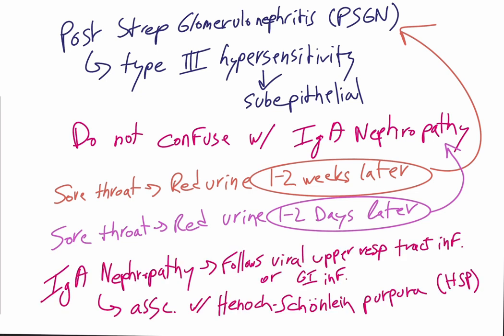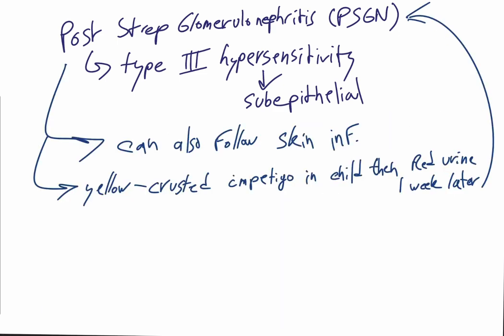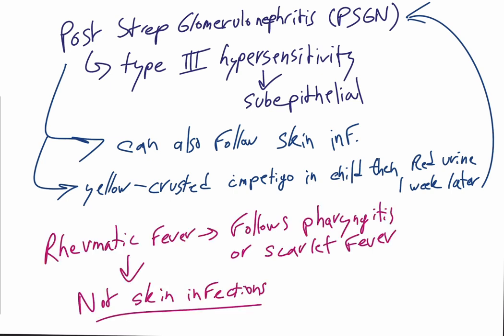IgA nephropathy often follows viral upper respiratory tract infections or GI infections. This is associated with Henoch-Schönlein purpura. For post-strep glomerulonephritis, this can follow skin infections too. For example, if you have a patient with yellow crusty impetigo, followed by red urine a week later, that's post-strep glomerulonephritis. Rheumatic fever, however, only follows pharyngitis or scarlet fever, not skin infections.